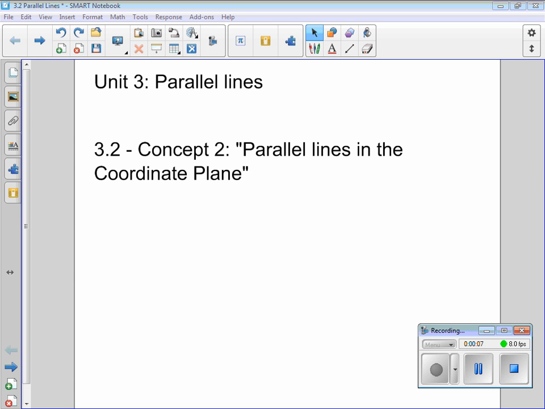We're at Unit 3, Parallel Lines and Transversals. It's Concept 2, so we're calling it 3.2 of course. Parallel lines in the coordinate plane. So we're going to be writing equations and things like that for lines, linear equations.